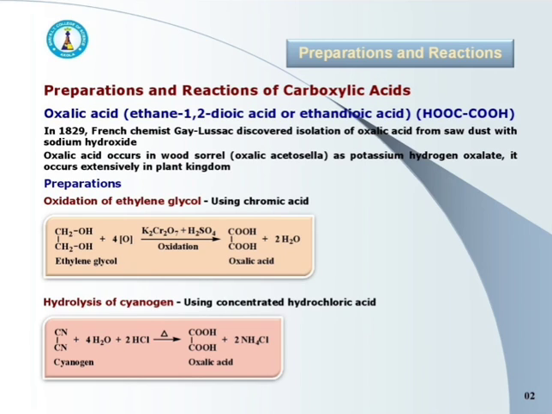In 1829, French chemist Gay Lussac discovered the isolation of oxalic acid from sawdust with sodium hydroxide. Oxalic acid occurs in the wood sorrel, that is Oxalis acetosella, as potassium hydrogen oxalate. It occurs extensively in the plant kingdom.